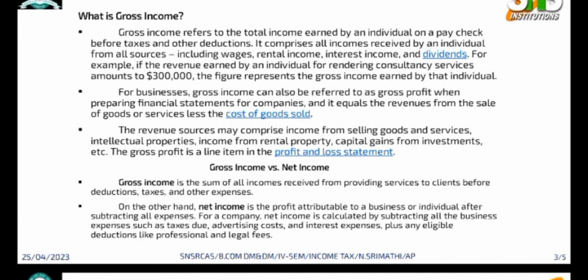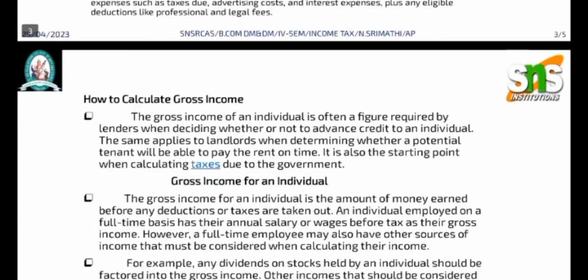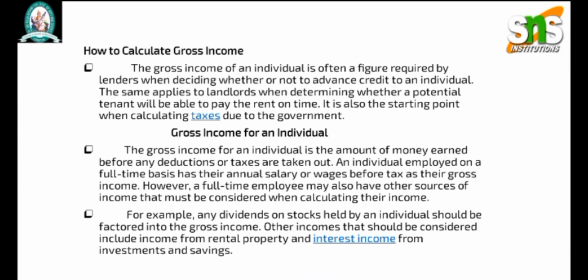The gross income versus net income we will see. First one, the gross income is the sum of the income received from providing service to clients before deductions, taxes and other expenses. On the other hand, net income is the profit attributable to a business or individual after subtracting all expenses. For a company, net income is calculated by subtracting all business expenses such as tax due, advertising cost and interest expenses, plus eligible deductions like professional and legal fees.